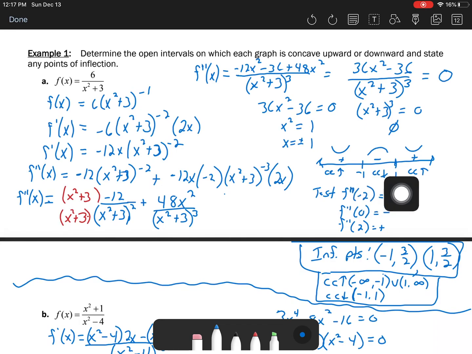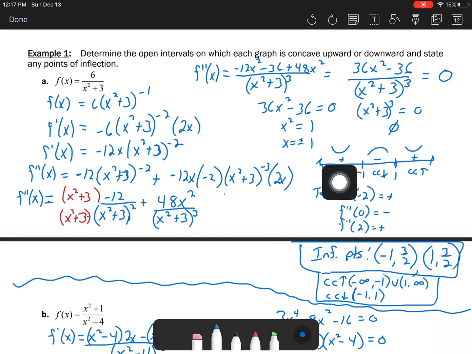Now, to actually find the inflection points, because we do see concavity is changing at -1 and at +1, to actually get the point on the function, we want to plug those values back into f of x, back into the original. So when I put -1 in here, I'm going to have 6 over -1 squared, which is 1, plus 3, that's 6 over 4, and simplifying down to 3 halves, okay? Same thing you're going to get when you plug in the positive 1, because we're squaring it. We're still going to get 6/4 or 3 halves. So those ordered pairs are my actual points of inflection.